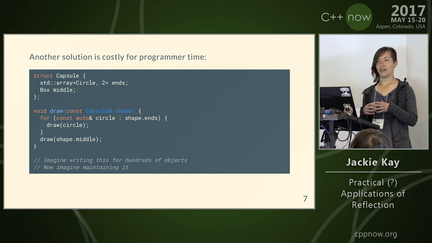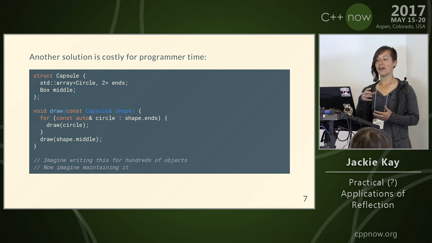The converse approach is to define different structs that are composed of my primitives in a certain layout. For example, a capsule or a pill is defined by a box in the middle and two circles at the ends. You can hand-code your draw function by drawing the circles and drawing the middle. But this is extremely tedious to write, recursively invoking this draw function for all of the information. Imagine writing this for hundreds of objects in a huge code base, and then imagine maintaining that. Imagine trying to add a new primitive shape and then backporting old shapes.